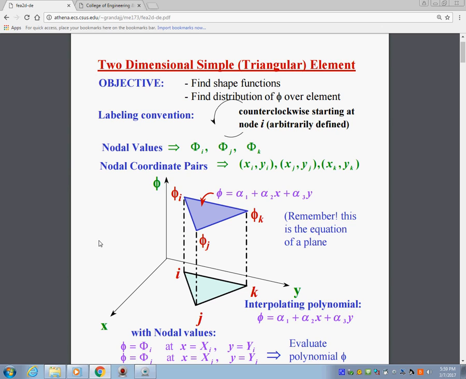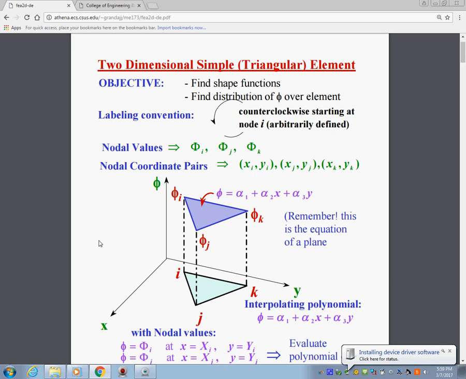We are going to use the convention here that the solution is a plane. In fact, it's like we use linear interpolation and it comes from there. So that concept in 2D is a plane.